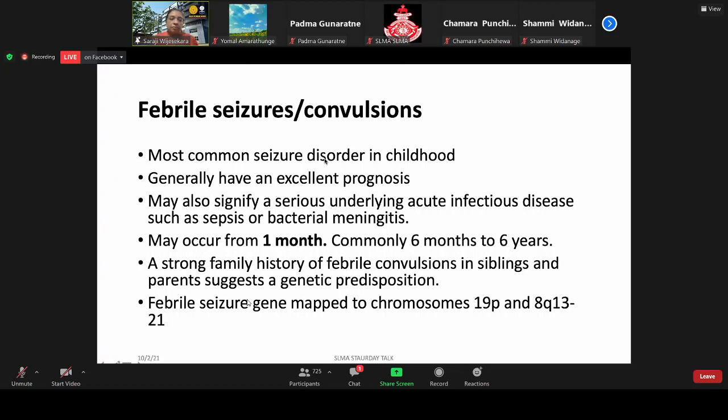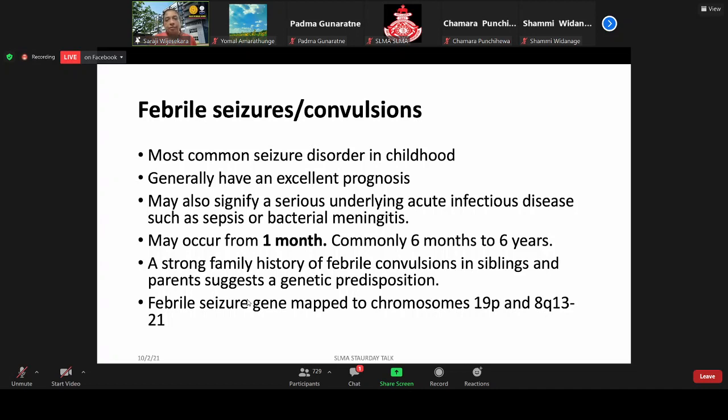So febrile seizure is the most common seizure disorder in childhood. You know that many children present with this and generally have an excellent prognosis. They may signify a serious underlying CNS infection, but most of them are benign. And they occur from 1 month.